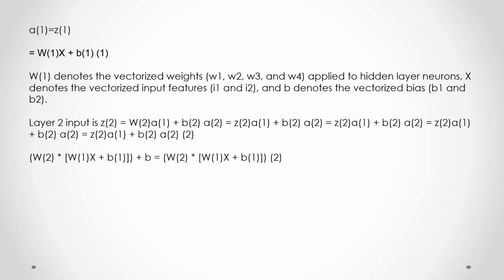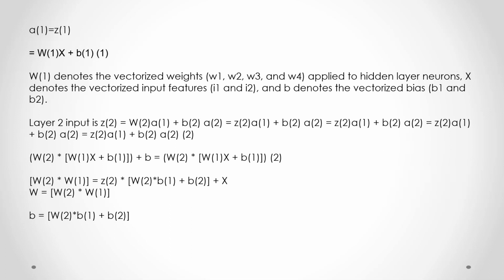Here is where we will put the value of Z1. W2 star (W1 X plus B1) plus B2 equals W2 star W1 X plus W2 star B1 plus B2. For example, let's consider W is equal to W2 into W1 and B is equal to W2 star B1 plus B2. Then our Z2 function will be W star X plus B, the final result of which is a linear function once again.